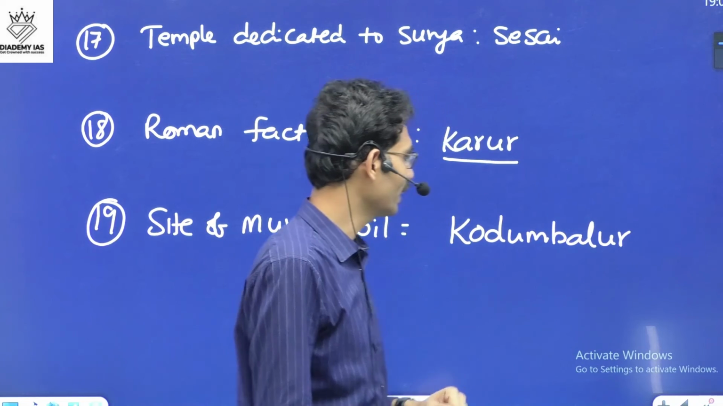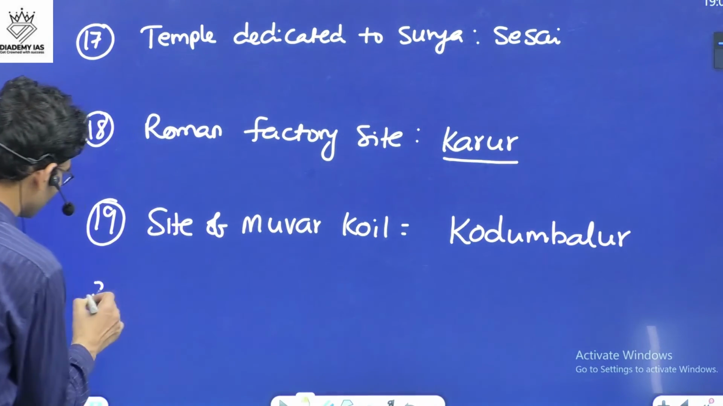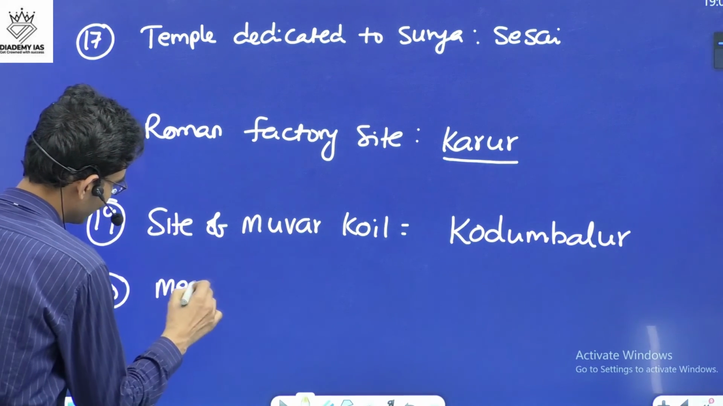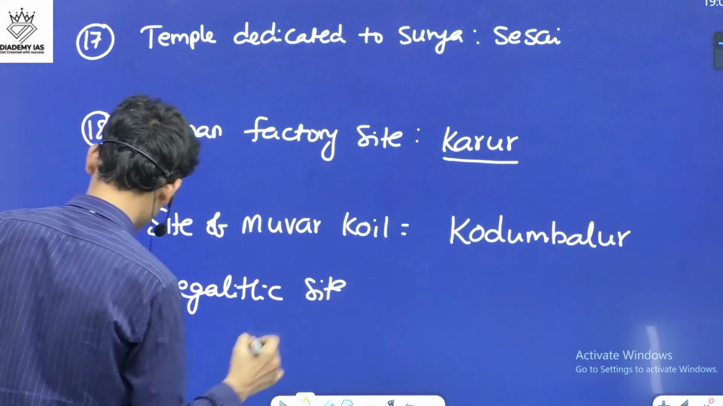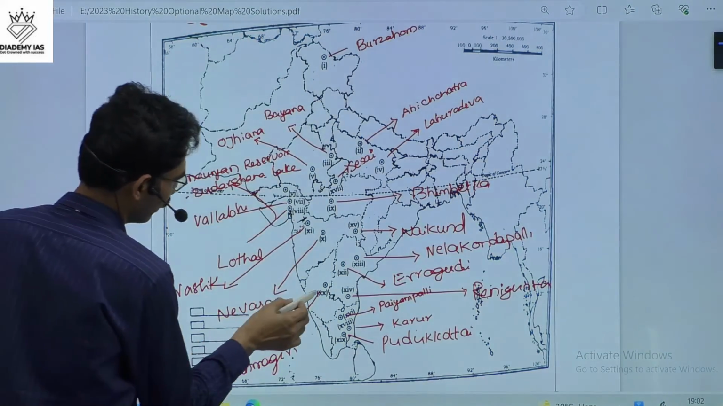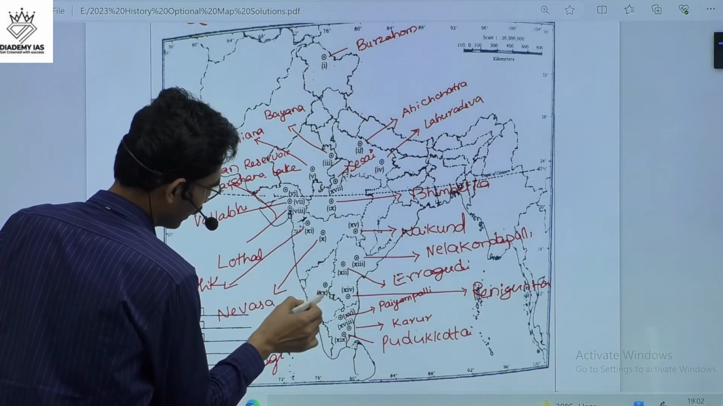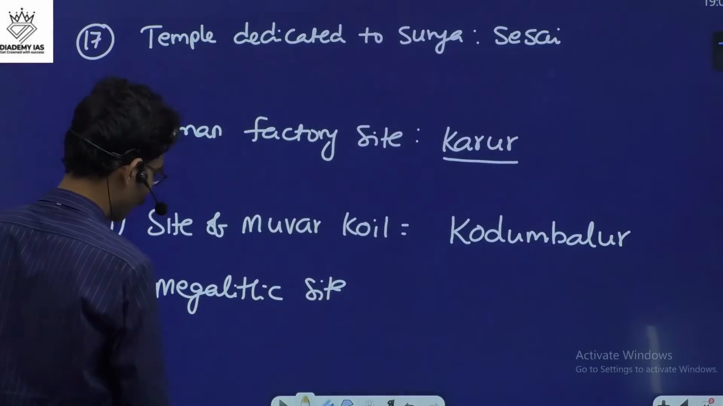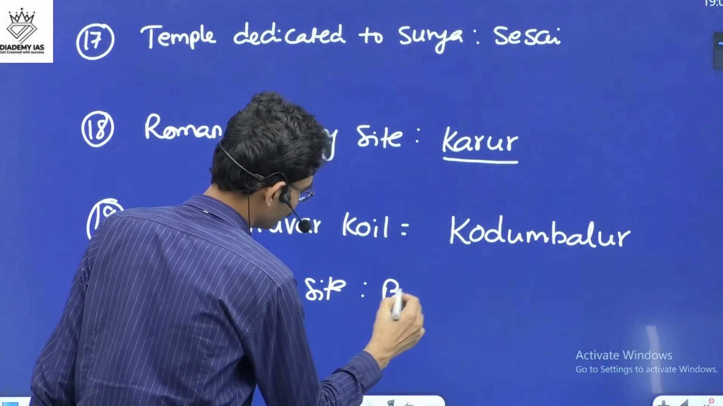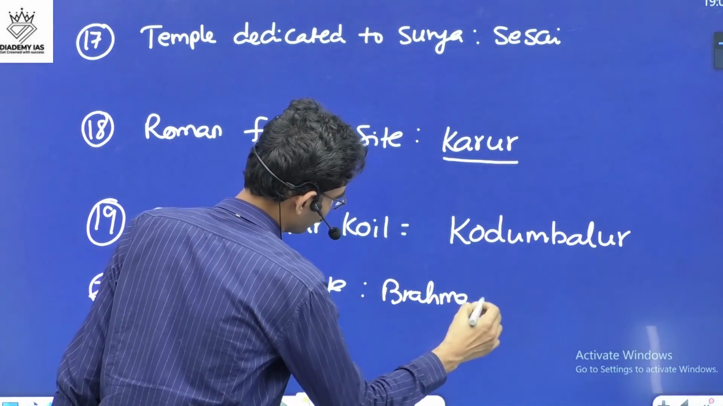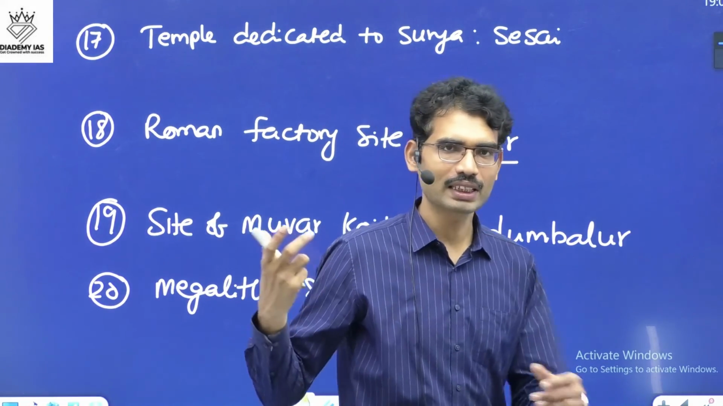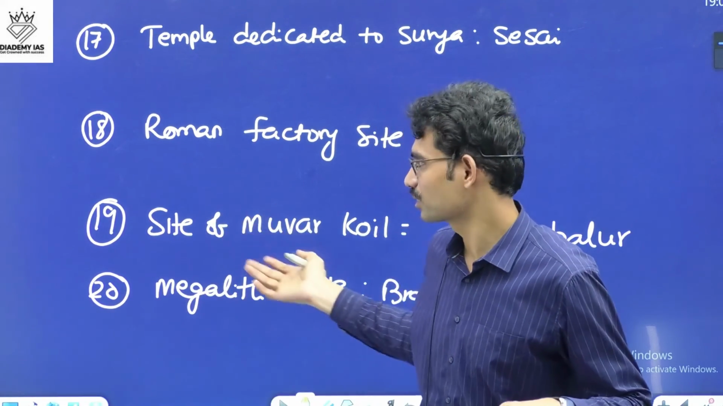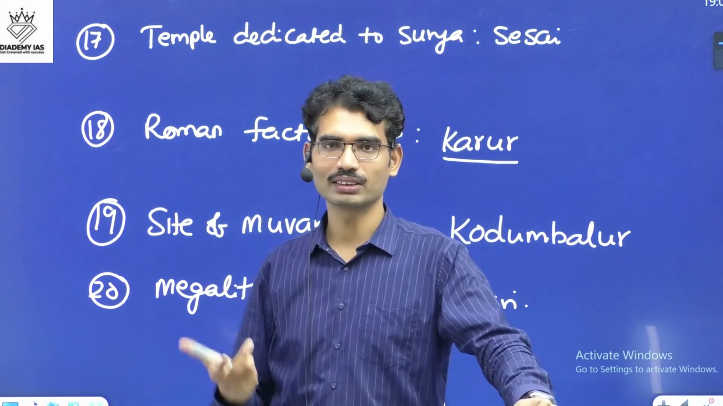Last one, 20th one, megalithic site. Megalithic site in Karnataka now. In this location, in Karnataka, we have Brahmagiri. So some of the sites are very easy, directly asked. Some are very difficult.